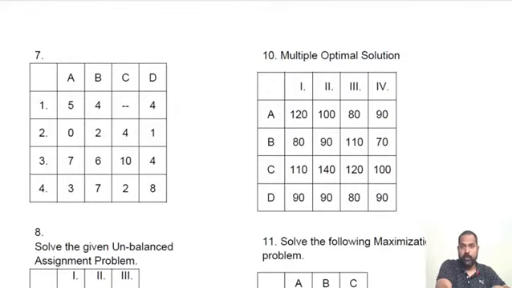Question number 9 that was. We now come to question number 10. Now question number 10 says multiple optimal solution. Ignore that for the time being. I will write down the question.